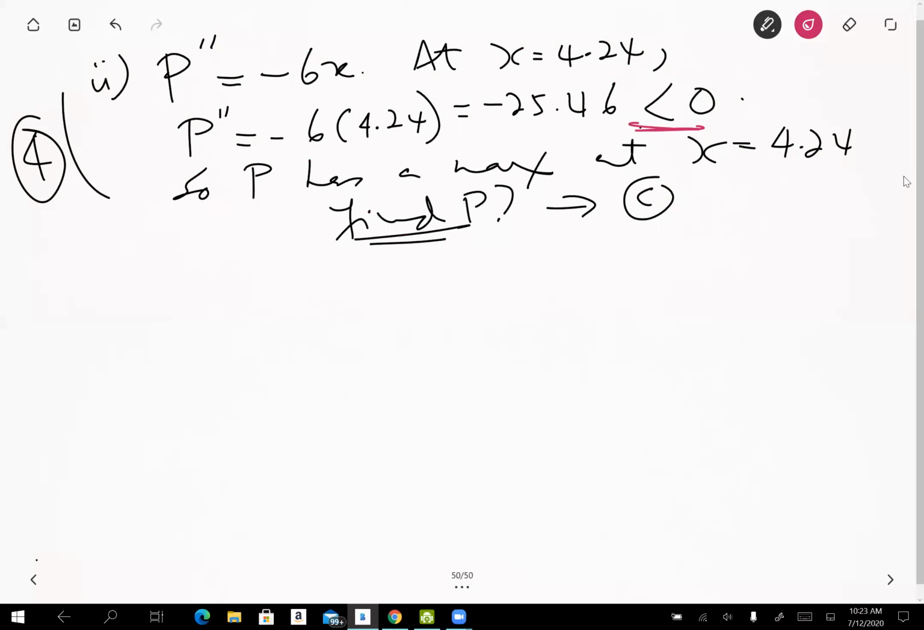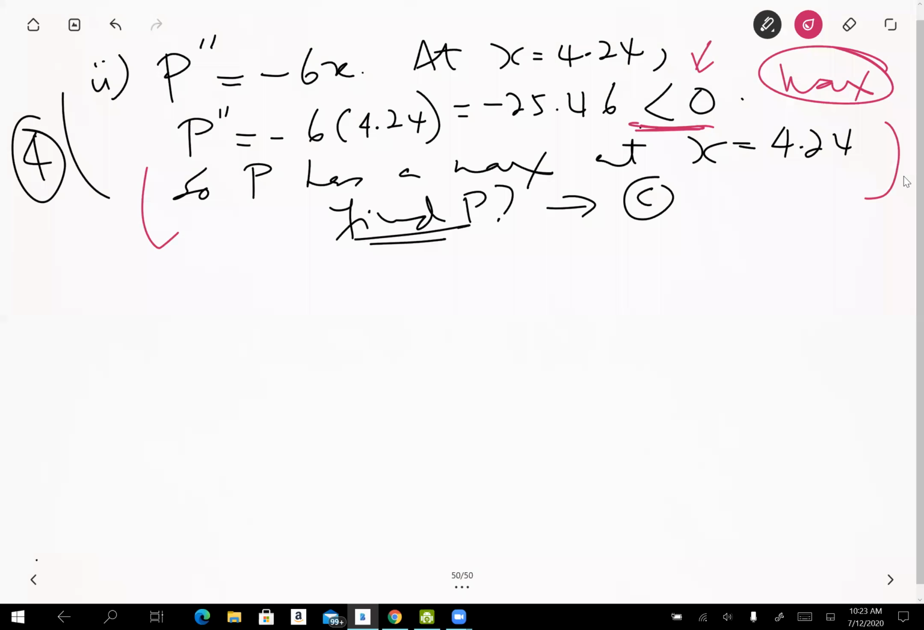Okay, you don't do that. You just say from here, suddenly maximum. What do you mean? You have to write it nicely, properly. Say that it's maximum. The function has a maximum value at x equal to 4.24 if the p double prime is negative. So you have to say negative means less than 0.